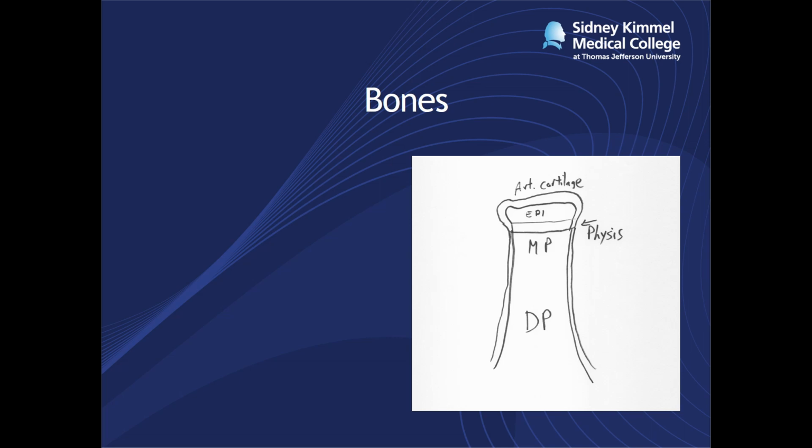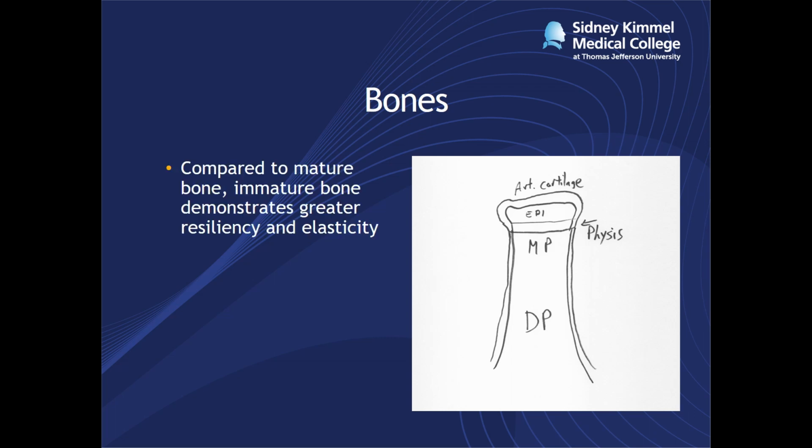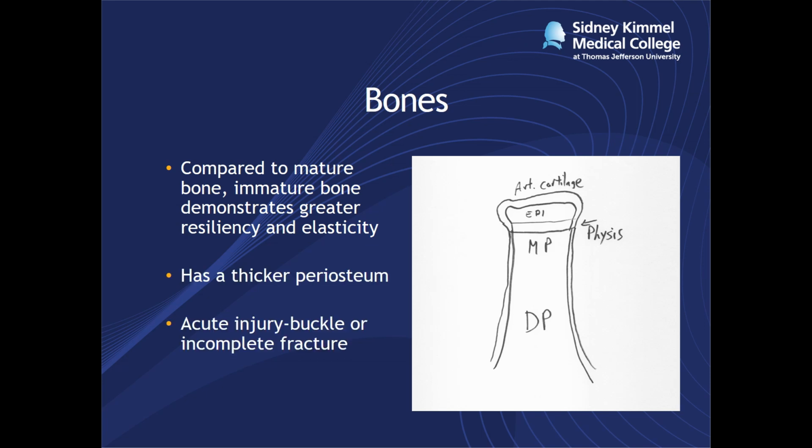this is an expert drawing that I've done here, but let's go through the first category, bones. When I'm referring to bones here, I'm really just meaning the diaphysis, so this region here, basically the shaft and the periosteum. Compared to mature bone, immature bone demonstrates greater resiliency and elasticity and has a thicker periosteum. But it's a little bit different from the adult in that with acute injury you're going to get buckle or incomplete fractures typically, as opposed to the standard non-displaced or displaced fractures that we're more used to seeing in adults. Then there are chronic injuries like stress fractures.